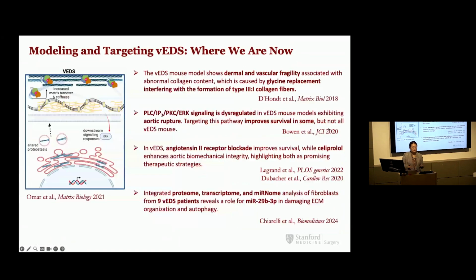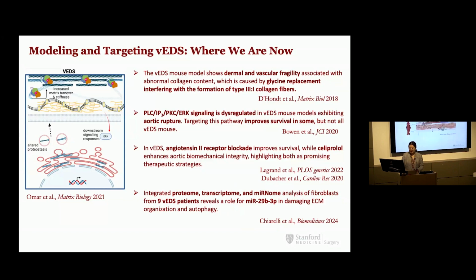At present, what we know about vEDS comes from the vEDS mouse model, where the mouse carries pathogenic collagen 3 mutations. This mouse model also recapitulates the key features of vEDS, for example dermal and vascular fragility and aortic rupture. Studies pointed to dysregulated PLC, PKC, ERK signaling in this model. Several drugs, including angiotensin II receptor blocker and celiprolol, showed therapeutic potential in this mouse model.